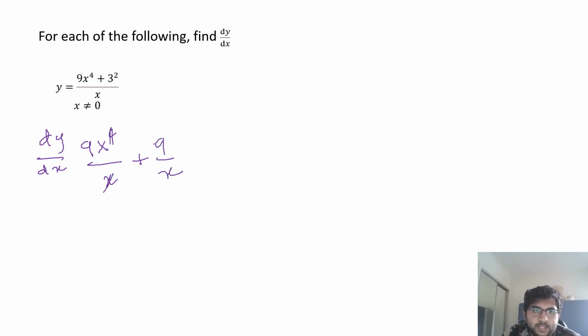So this x cancels out, so this becomes x to the power 3, and we can take the other x to the numerator, right? So it's going to end up looking like this: 9x to the power 3 plus 9x to the power negative 1. When you take the x from the denominator to the numerator, it becomes negative 1. Okay, I hope that's clear for you guys.